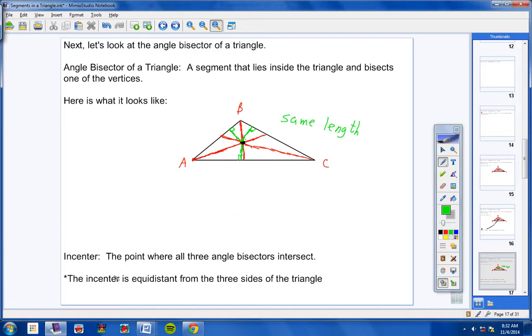The incenter is equidistant from the three sides of the triangle. Okay, so if I know this length right here is 4, then all of these green lengths here are 4. Please take some really good notes on all of this. Make sure you're writing all of this down, because you're definitely responsible for this information. I'll give you a couple more seconds to write this down.